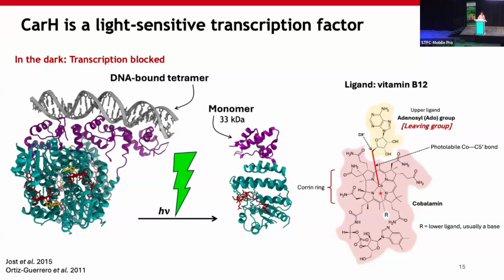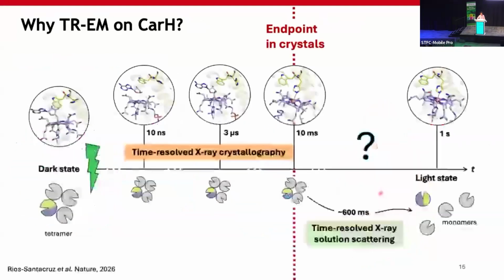And so what we wanted to know is how does this go from such a small change of bond breaking to full dissociation? And that had been the work in the lab for the past few years. And from time-resolved crystallography, they were able to obtain the structures of some reaction intermediates at 10 nanoseconds, 3 microseconds, and 10 milliseconds, which all have small changes in the chromophore site.